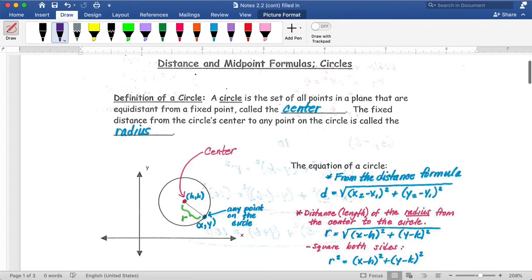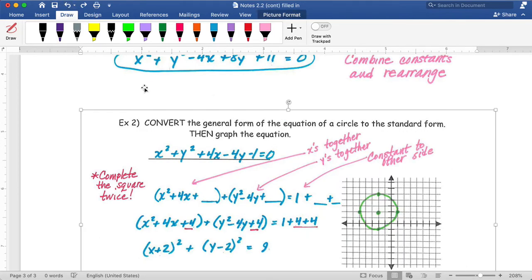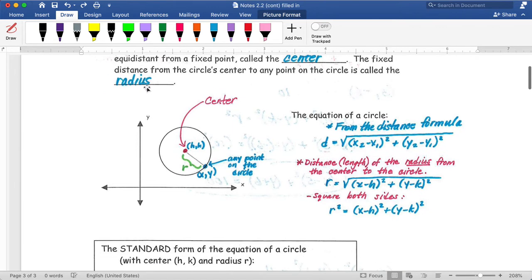So if we look at the diagram right here, this point right here is our center. That's the center point of the circle. And all the points on this circle right here are the same distance from that center point. So from the center to any point on the circle, that distance is called your radius, which you're already familiar with. You've had geometry.